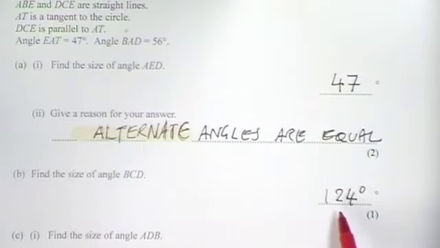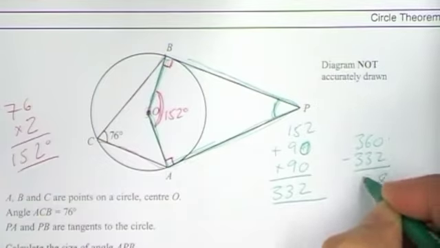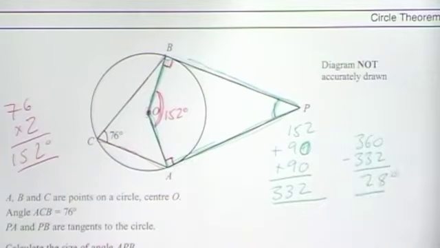So that's 152 degrees, so that means these angles add up to 152 plus 90 plus another 90. That comes to 332, and so angle P is going to be 360 take away the sum of those three angles, and that's going to come to 28 degrees.